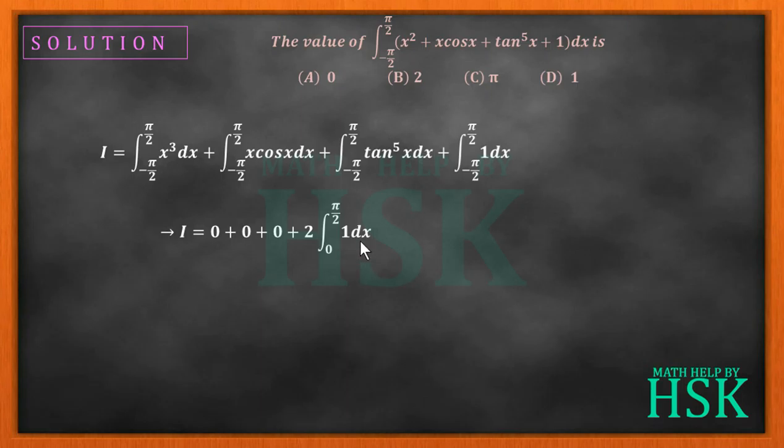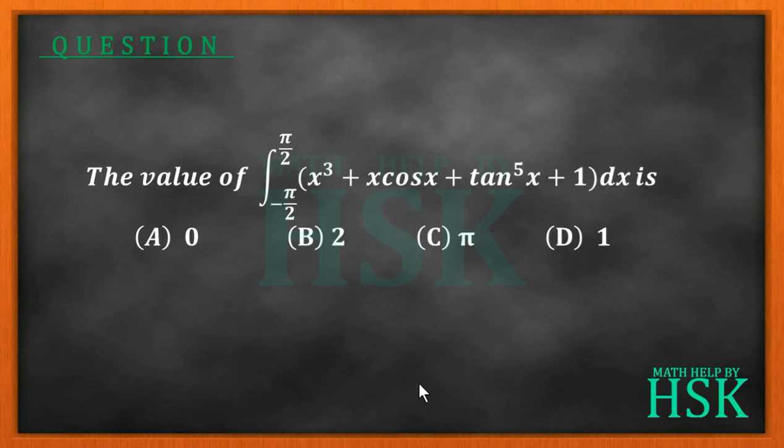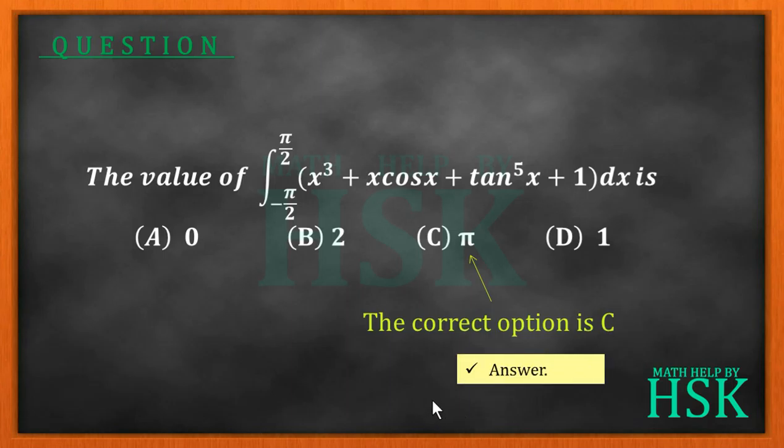We know that the integration of 1 is x, so I get the value of I as equal to twice x from the limit 0 to pi by 2. On simplifying the limits, I get this as pi by 2 minus 0, or pi by 2, and on simplification this is equal to pi. Moving to the question again, I get the correct option as C. So this is my required answer. This is how I'm going to solve this question.